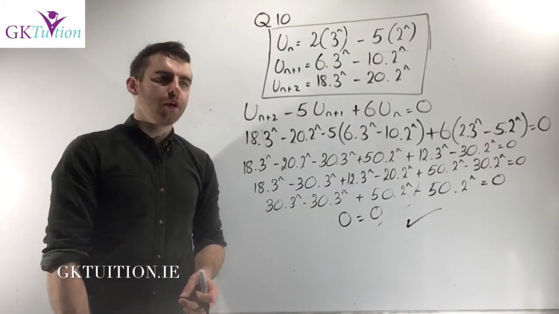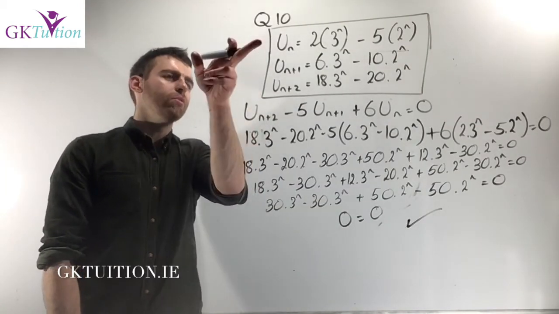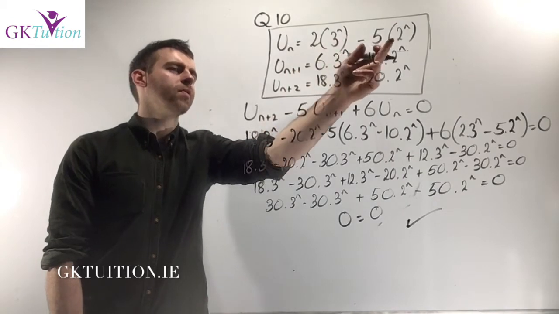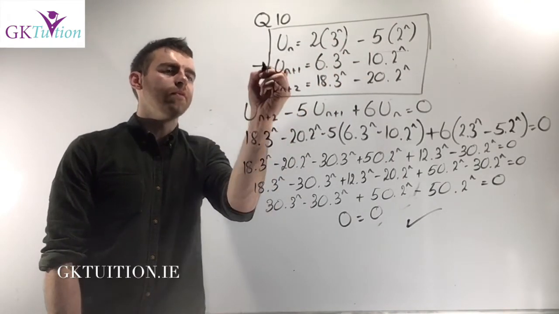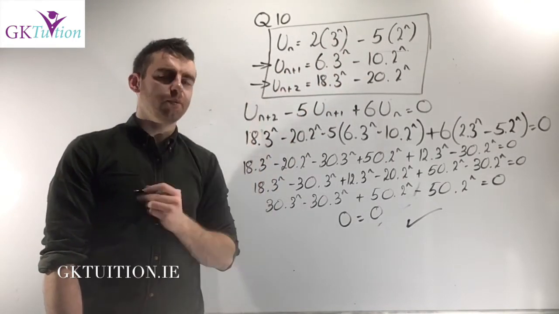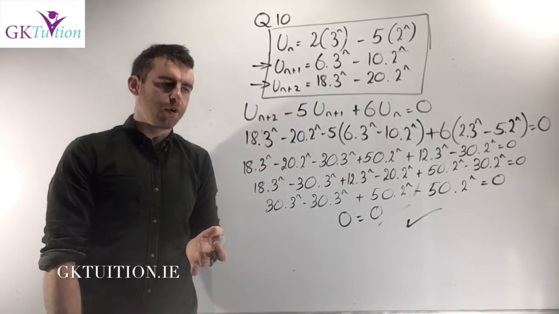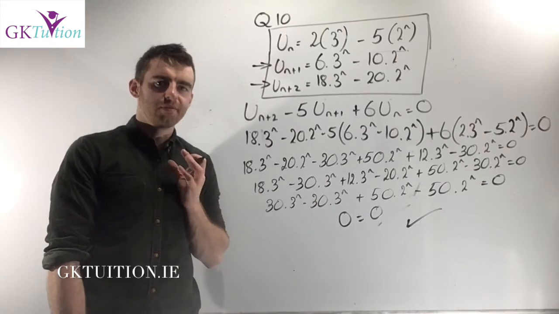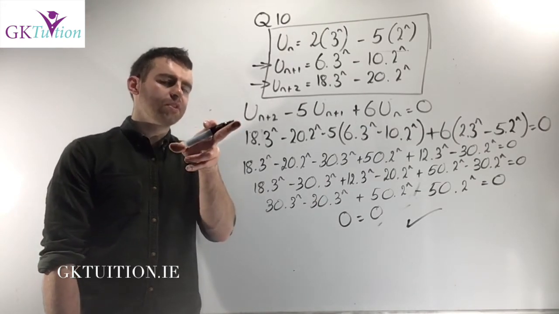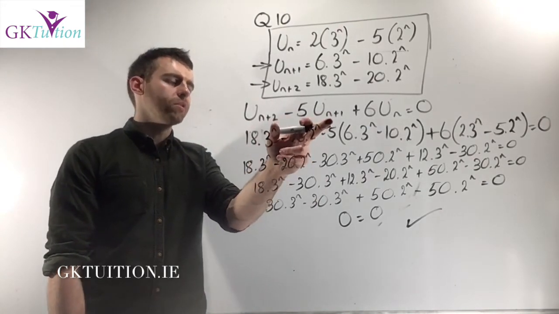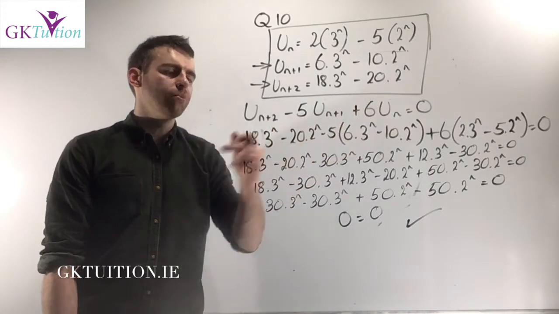Okay, in part 4, we have to use the fact that we now know un is 2 times 3 to the power of n minus 5 times 2 to the power of n. We've simplified un plus 1 and we've simplified un plus 2. These are the three things that we need to use to answer part 4. In part 4, we've been asked to investigate if un plus 2 minus 5 times un plus 1 plus 6 times un equals 0.